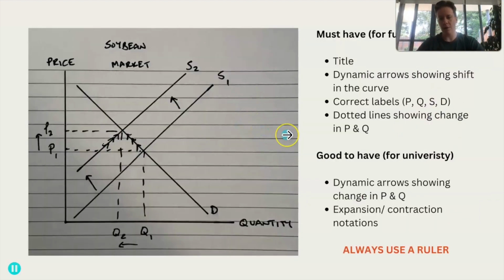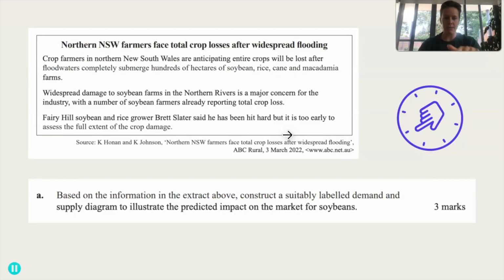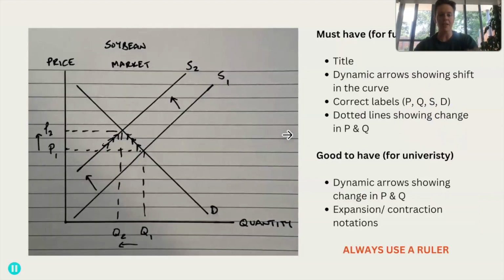All right, so I want to show you the way that I'd like this done. This question specifically only asks me to illustrate. There's more coming, but for 3 marks, I need to illustrate. So bang, there we are, okay? Because of the floodwaters, we've got negative climatic conditions in the market for soybeans. That's going to cause the supply curve to shift to the left.